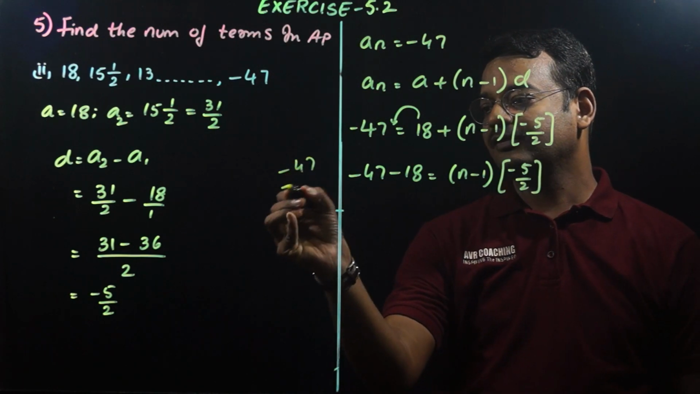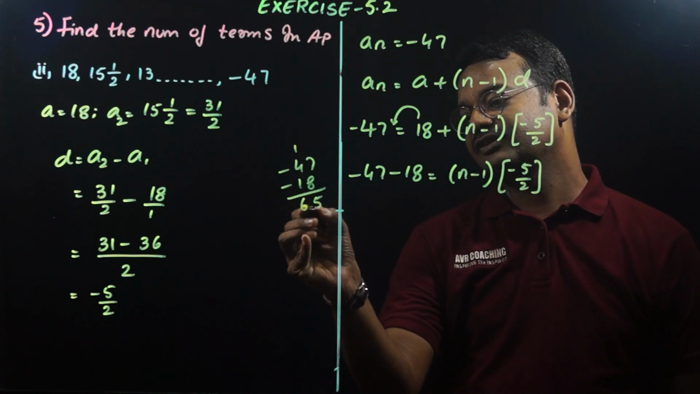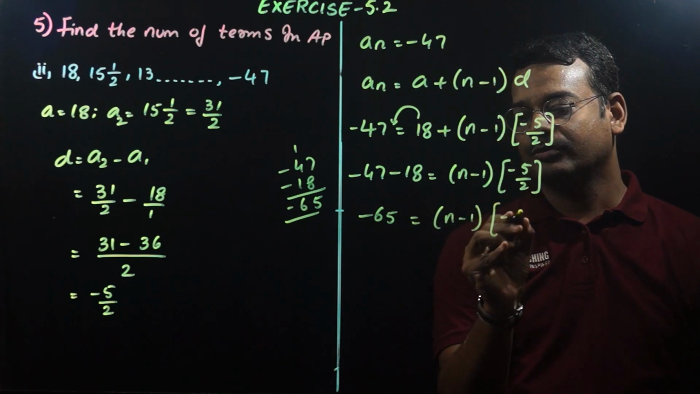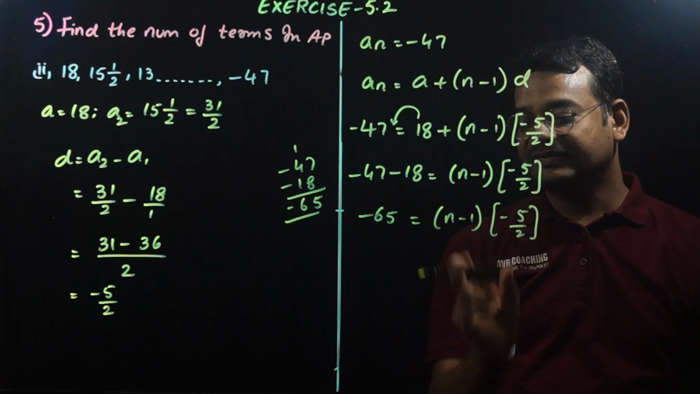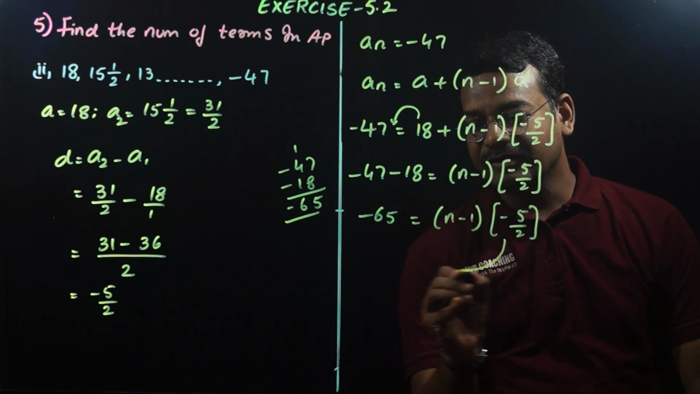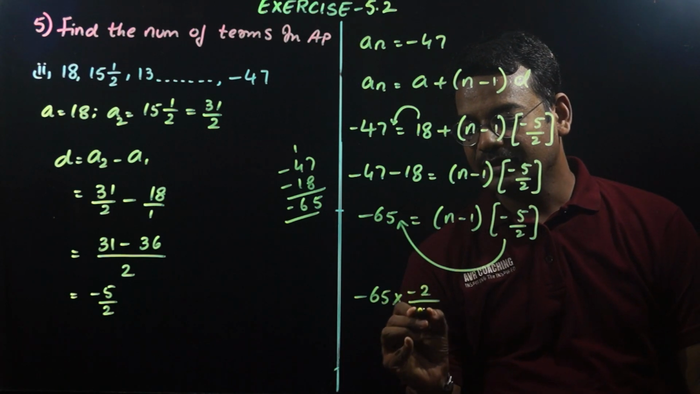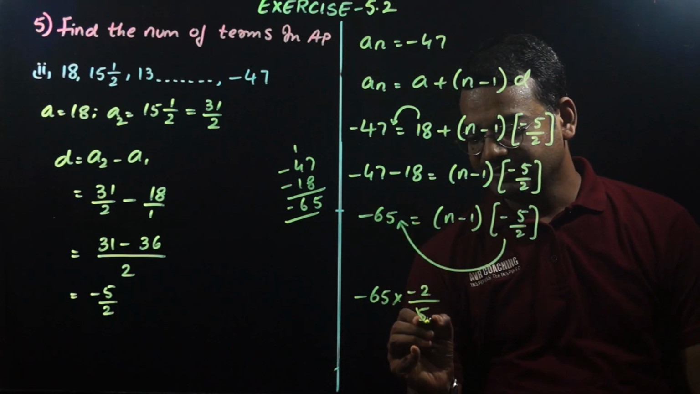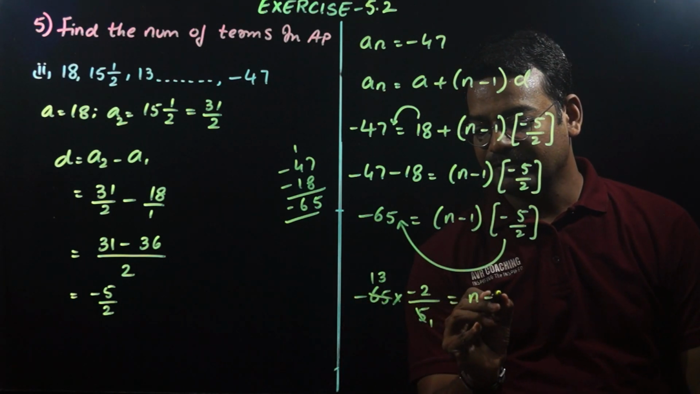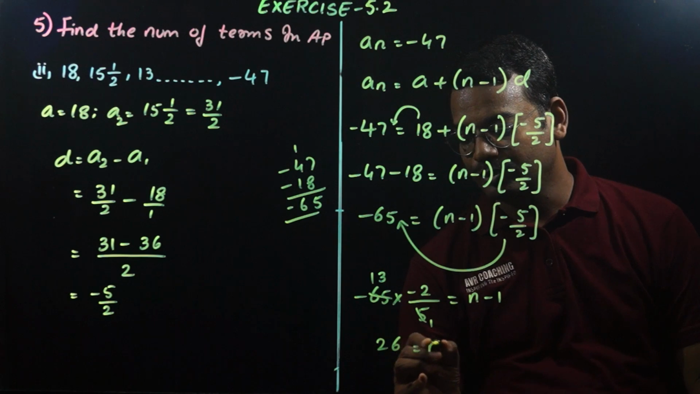So minus 47 minus 18 is 65. Minus 65 is equal to n minus 1 into minus 5 by 2. Now this is multiplication, so when we bring minus 5 by 2 to the left hand side, we can write it as 65 into minus 2 by 5 because it becomes a reciprocal. 5 thirteens are 65, so minus into minus is plus, 13 twos are 26, equal to n minus 1.